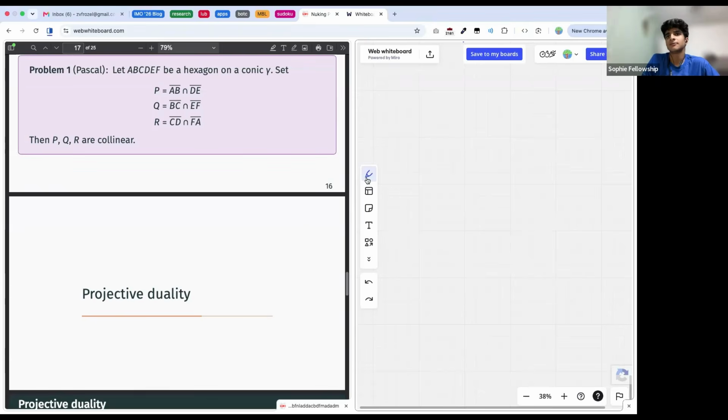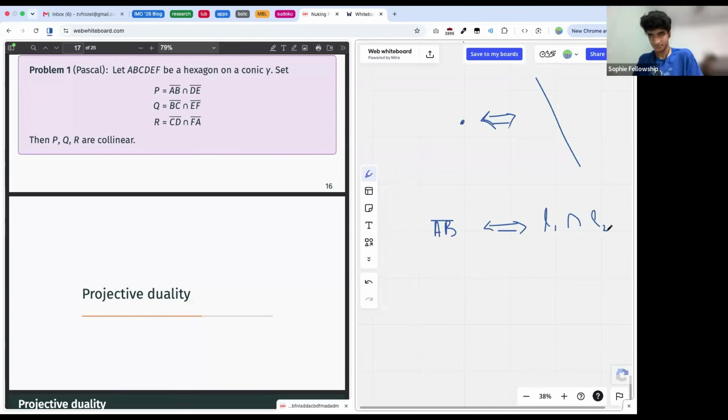The idea of projective duality is that everything that we prove about points can also be proven about lines. So there is this thing going on called duality between points and lines. If you have points A, B, and you take line AB, that's dual to having lines L1 and L2 and taking the point that lies on both L1 and L2.